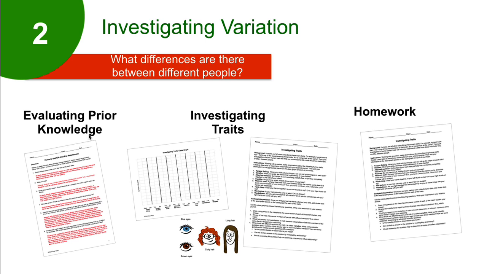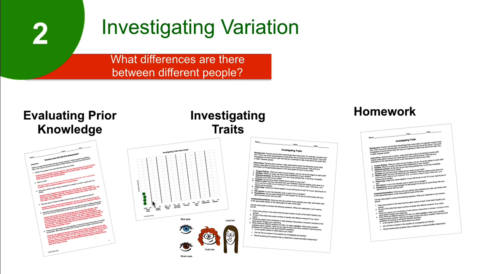Then students create a list that answers the question, what differences are there between different people? We then reveal a chart paper-sized version of the blank Investigating Traits class graph. Our goal for this day is to fill it with data about features present in our class, like widow's peak and tongue rolling. The Investigating Traits handout guides students as they collect data and analyze the results in small groups.